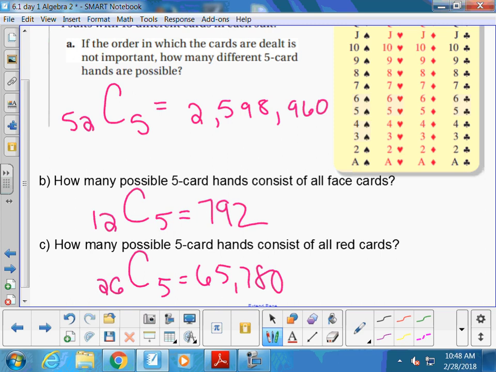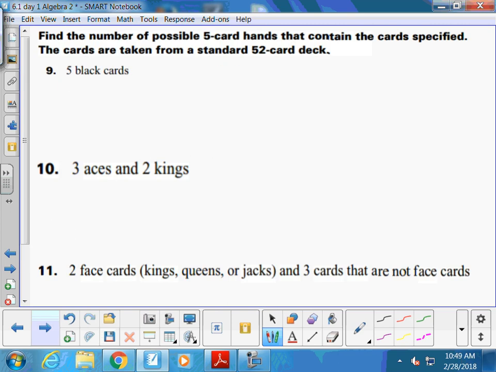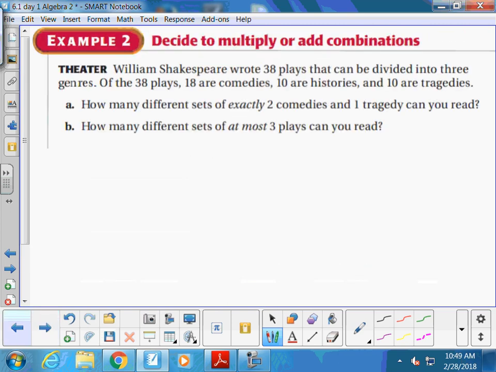All right, we are going to talk about Shakespeare next, and about deciding if we need to multiply or add when we calculate our problems. William Shakespeare wrote 38 plays that can be divided into 3 genres. Of the 38, 18 are comedies, 10 are histories, and 10 are tragedies. Let's start with part A. How many different sets of exactly 2 comedies and 1 tragedy can you read?